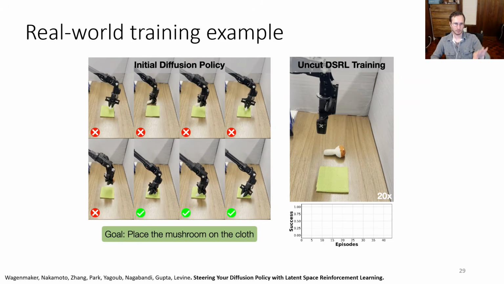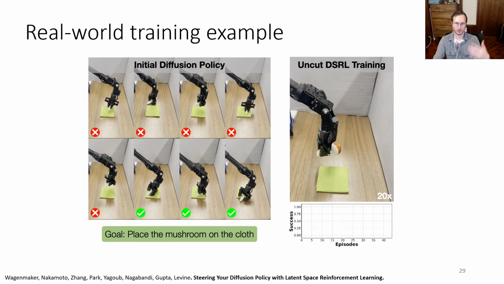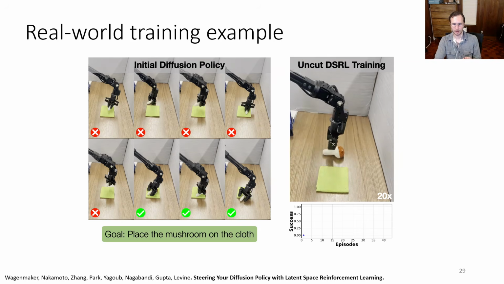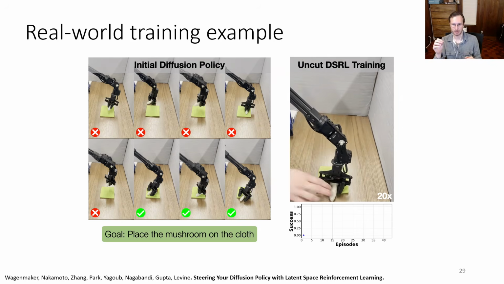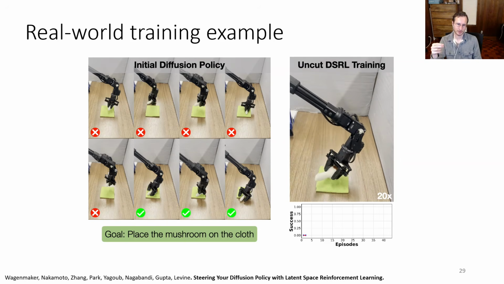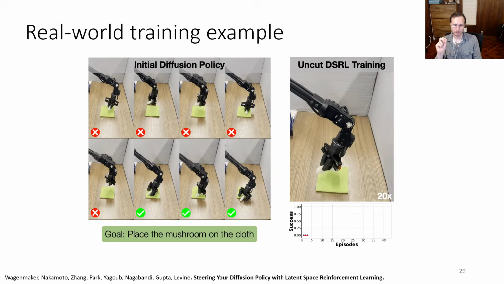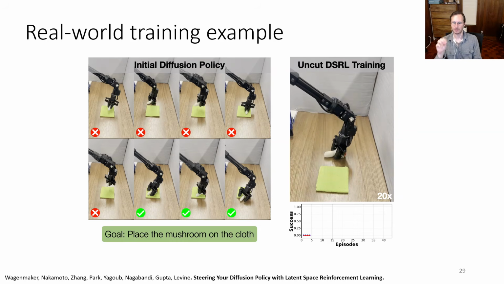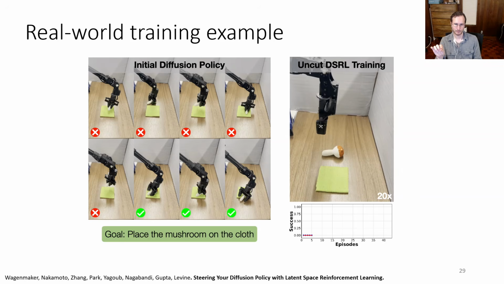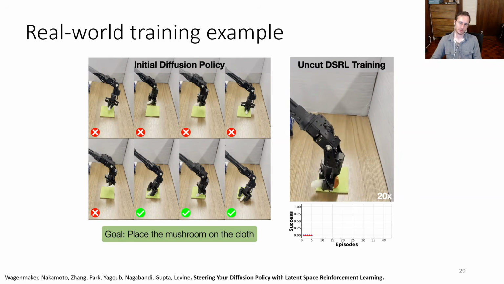First, you can see the performance of the original VLA. So it succeeds 3 times out of 8 on this task that requires putting the mushroom on the towel. So it's a pretty small scale experiment. And now we're going to run DSRL. This method is so efficient that the rewards are actually assigned directly by a person pushing a button. It takes only 50 episodes to learn this task.